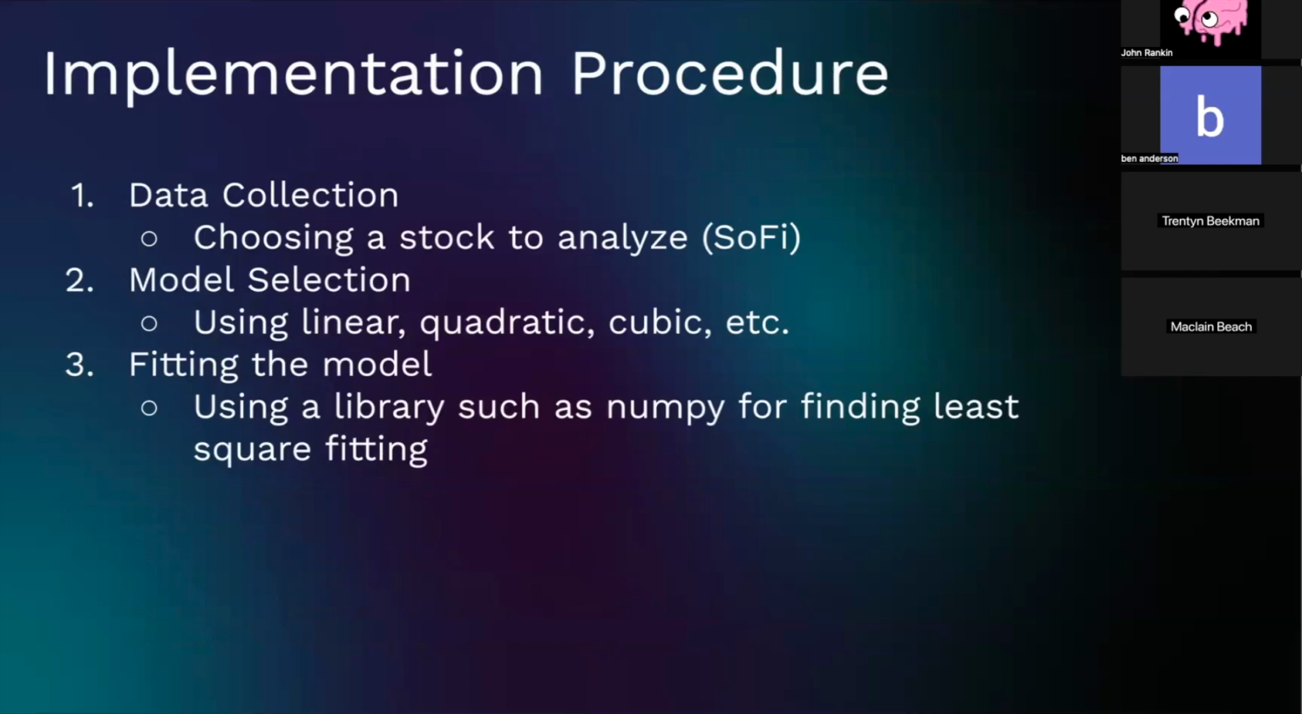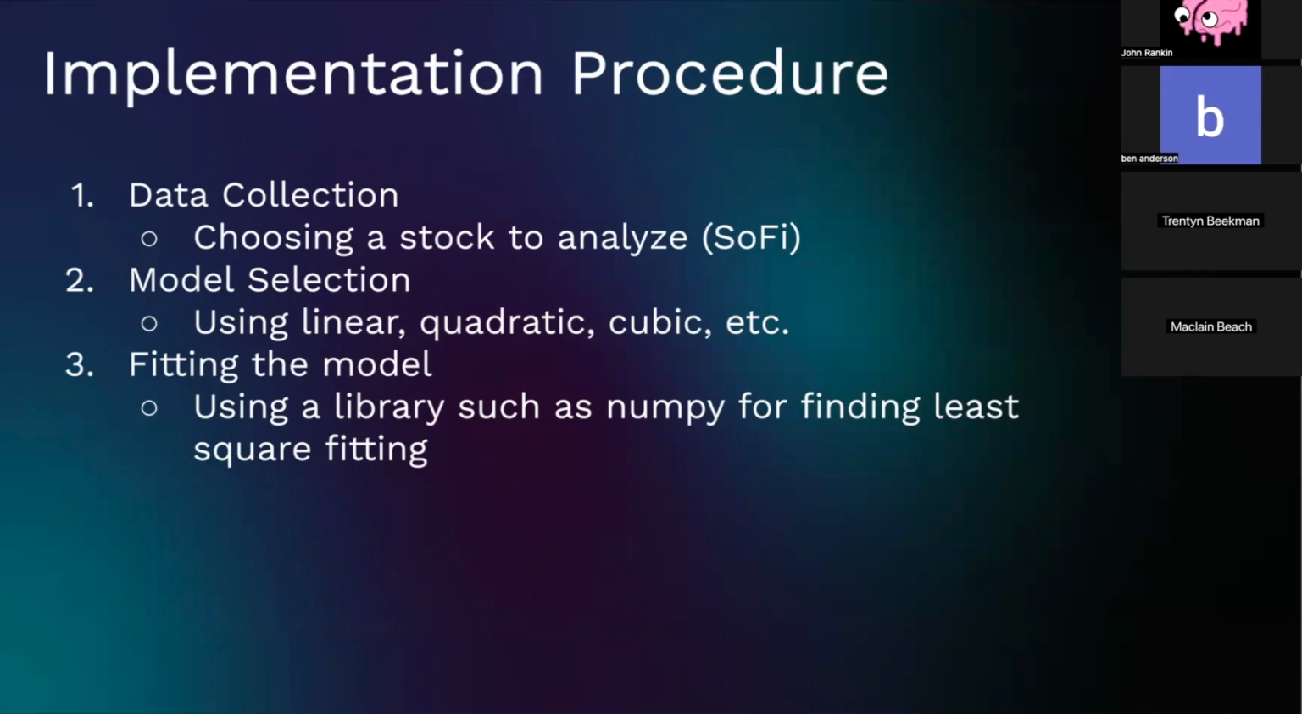For our implementation procedure, the first thing that we did was we collected the data. So we chose SoFi as our stock, but this could be used across any stock. You just need to get the right amount of data from it, so 3 to 4 years. Then the model selection, so linear, quadratic, or cubic, whatever you're wanting to look at with the stock, that's when you would decide between the three.